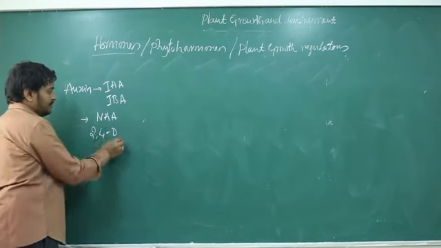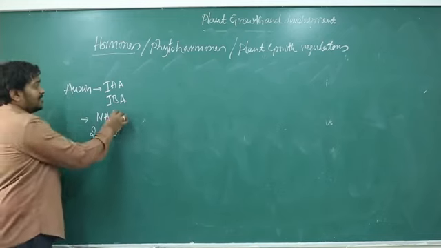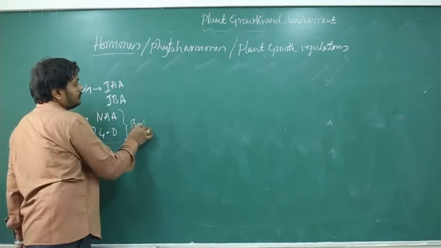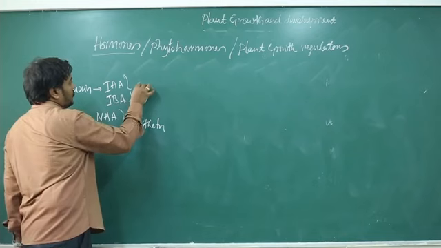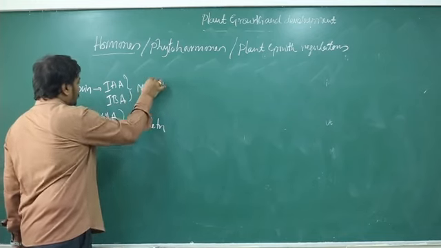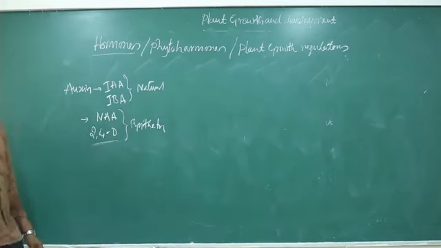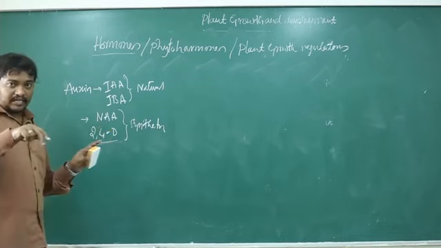2,4-dichlorophenoxy acetic acid, which we simply call 2,4-D. These are synthetic and these are natural. Among these, 2,4-D can be used as a weedicide which can kill the weeds in the grassland.